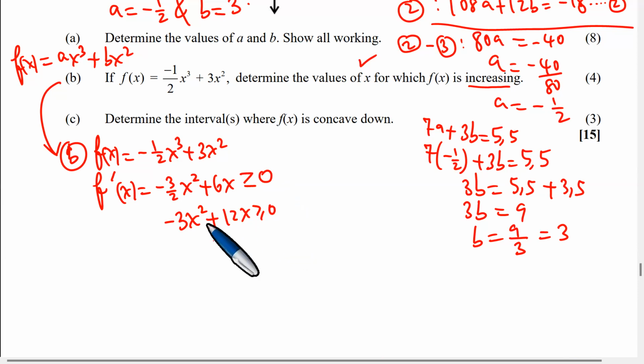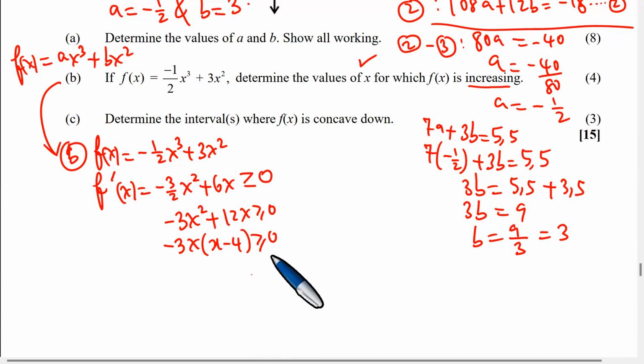Okay. Now, at this point, we can factorize. We take out the highest common factor. What is the highest common factor? The highest common factor is minus 3x. And within the parentheses, we get x minus 4, and the result is non-negative.